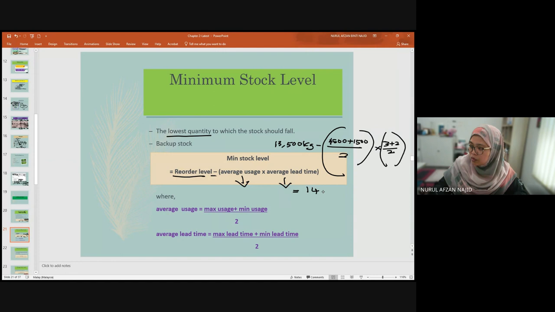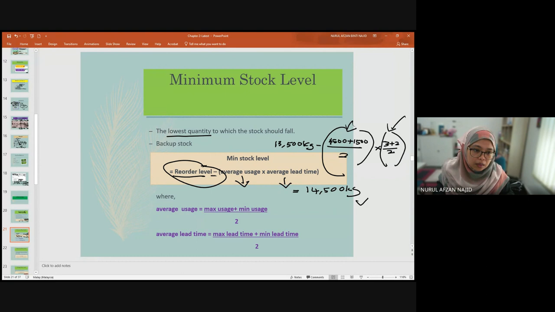So ikut je formula tu. 13,500 you dapat daripada sini. Mana nak dapat 13,500 tu madam? Daripada reorder level. Kita kira. Okay. So tolakkan dengan average usage, average lead time. You dapat 14,500. So if let's say you punya reorder level salah, so salah lah jawapan ni. Kosong lah akan dapat nanti. So you kena betul reorder level tu.